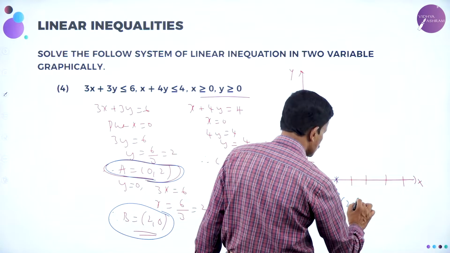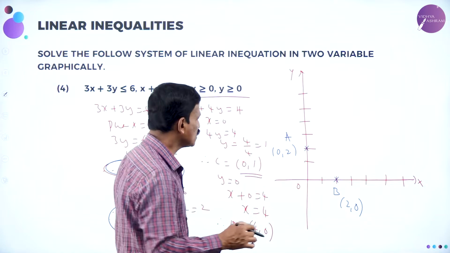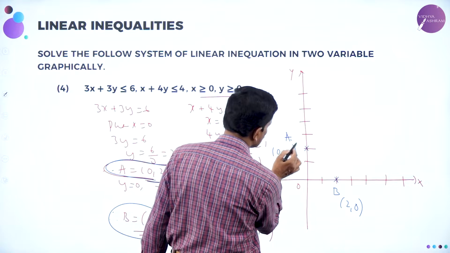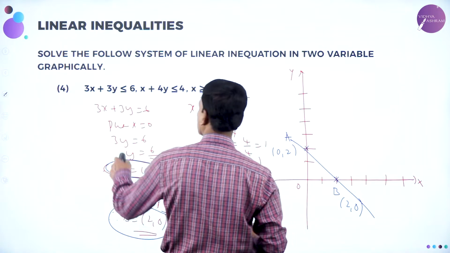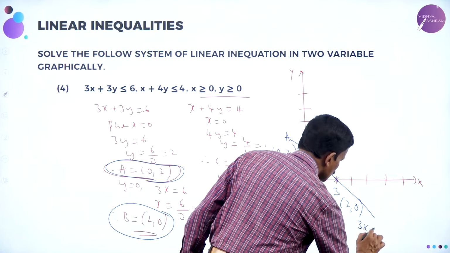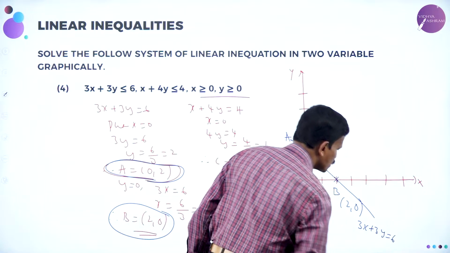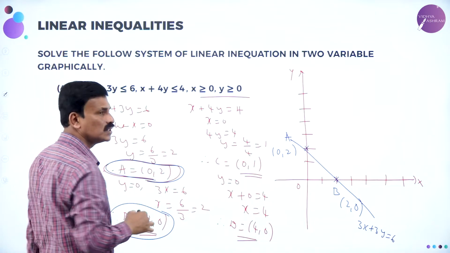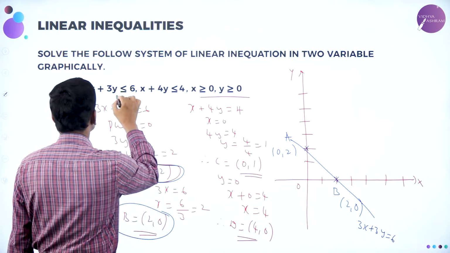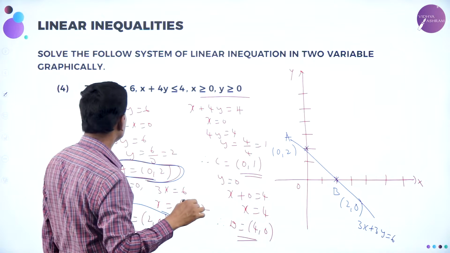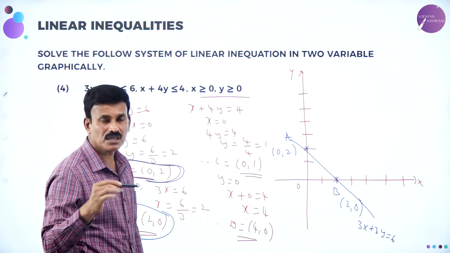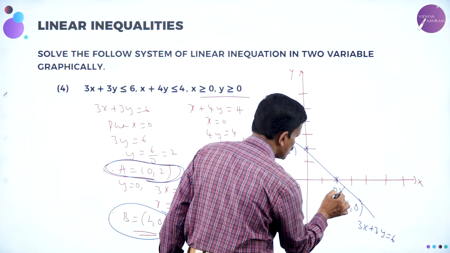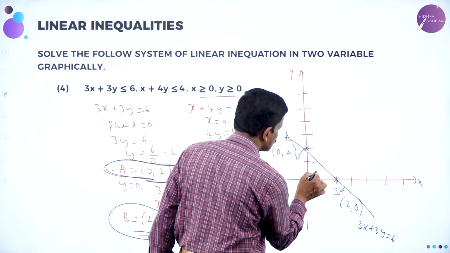Now, just draw a solid line representing 3x plus 3y is less than or equal to 6. This is the solid line for the curve 3x plus 3y is equal to 6. See here, if you put x is equal to 0, y is equal to 0, then what happens? 0 plus 0 is 0, which is less than or equal to 6, is true. Therefore, the feasible region is towards the origin. So, it comes in the downwards direction like this.